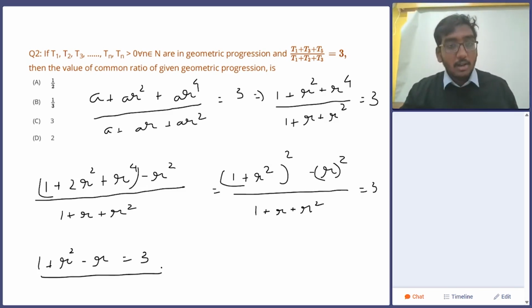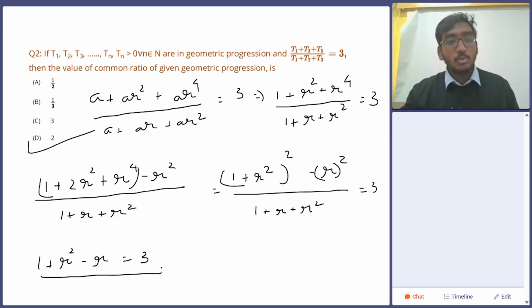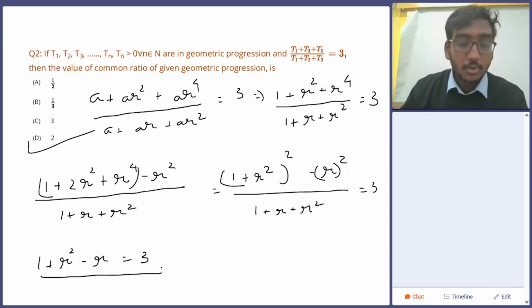So I will check for half. Right, 1 plus 1 by 4 minus 1 by 2, that is not 3. Here also, 1 plus 1 by 9 minus 1 by 3, that is not 3. Okay, for 3, I will check. 1 plus 9 minus 3 is what? 7, that is not 3. Right, for 2, we will check now. So obviously, if these 3 are not correct, 2 should be the answer. Check: 1 plus 4, that is 5, minus 2, that is 3. Yeah, right, okay. So, the answer should be 2.